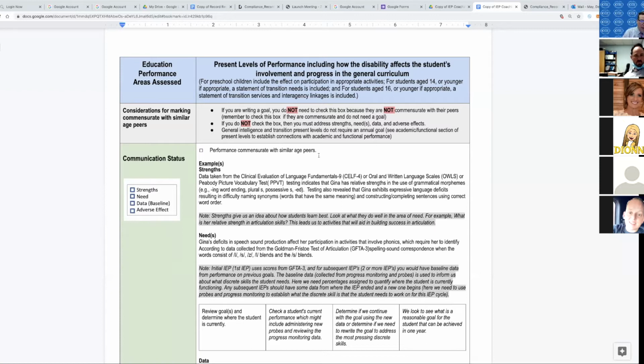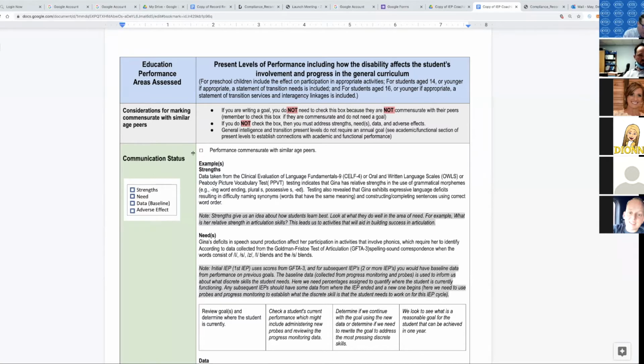Now, up here in gray on our document, we gave you some considerations for marking commensurate with similar age peers. If you mark this box commensurate, but you still need to put information in these boxes, you can do so, okay? For example, you've got a kid that wears eyeglasses. Is it important for everyone that is an implementer and everyone that's going to review that IEP to know that that student wears eyeglasses and that's when they do their best work? Yes. Now, is that eyeglasses situation mitigated when that student puts those eyeglasses on? The answer is yes. So that would be a time when you could mark the box commensurate, but still put some information in there.